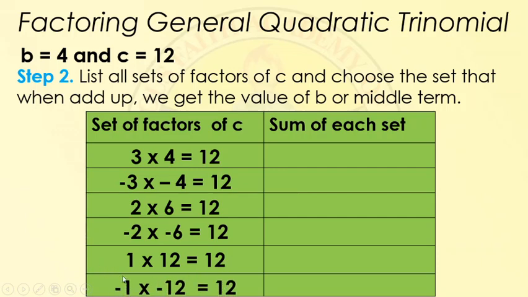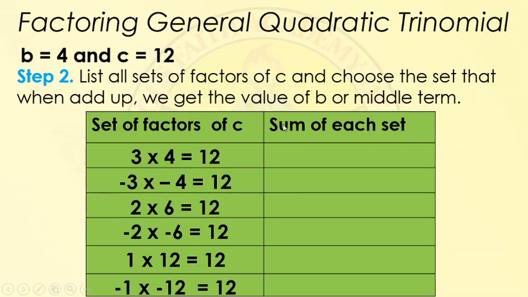And negative 1 times negative 12, the answer is positive 12. Okay? So kapag sinabing set of factors po, lahat po ng mga possible na factors, basta makuha mo po yung value ni C na positive 12, ilalagay mo po dito sa set of factors. Okay? So ayan po yung kanilang set of factors.